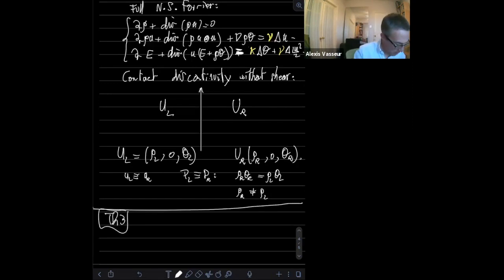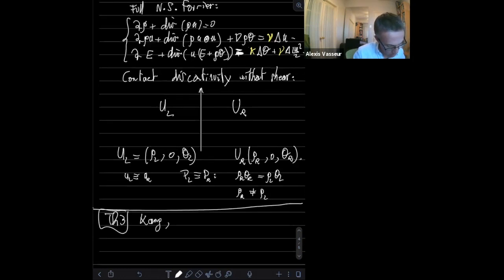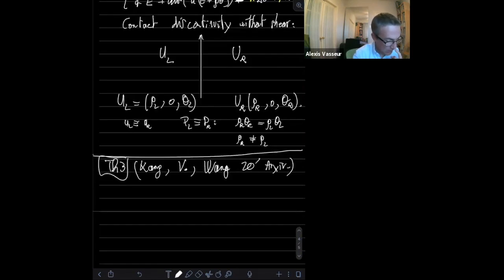It's my third theorem. And this is again with Kong, myself, and Yi Wang. Yi Wang is in Beijing, at the Academy of Science in Beijing. So it's an archive paper here. What we can claim is that, okay.